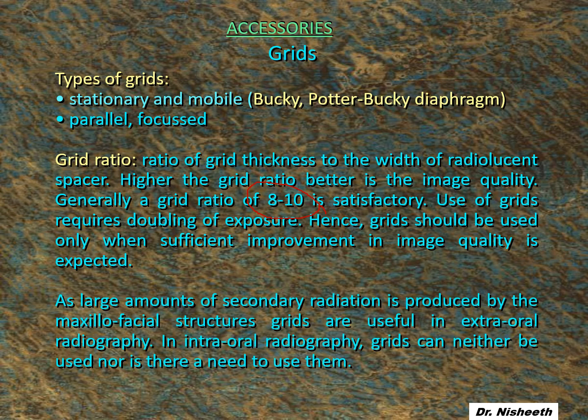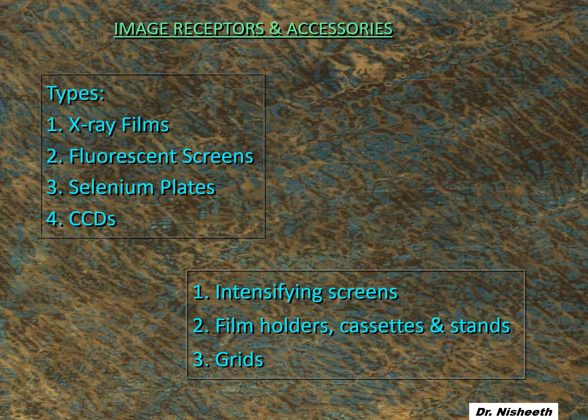A large amount of secondary radiation is produced by the maxillofacial structures. Grids are useful in extraoral radiography. In intraoral radiography, grids can neither be used nor is there a need to use them. I think with this we finish this chapter.